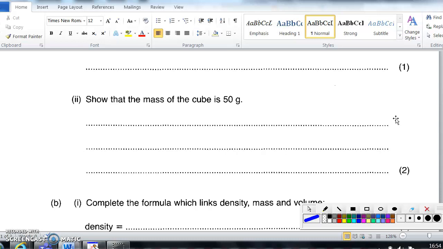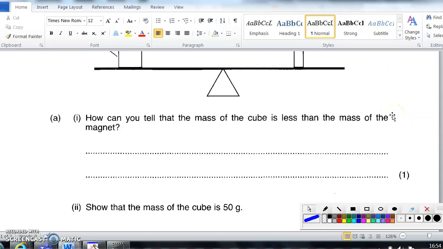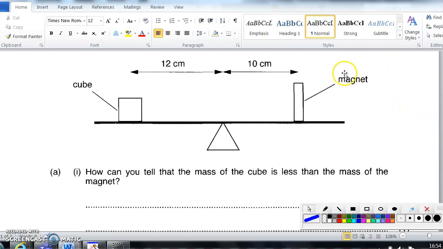Next question. Show that the mass of the cube is 50 grams. This is for 2 marks. Now, this is a slightly complicated way of doing it. What it's asking you to do is work out the moment on this side. Moment equals force times distance. And then we're going to work out the mass on this side by comparing the two moments.